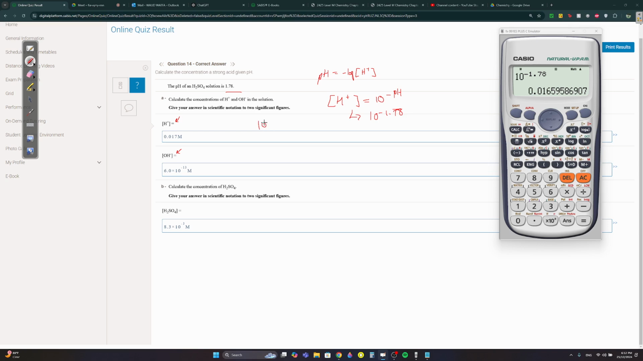How about OH minus? How do you find it? It's always 10 to the minus 14 divided by whatever this is. So you can put 10 to the power of minus 14 over 0.017 to 2SF. How do you get this? I think you should use, oh no. Yeah.